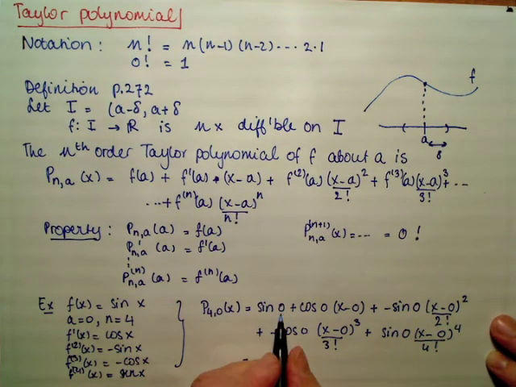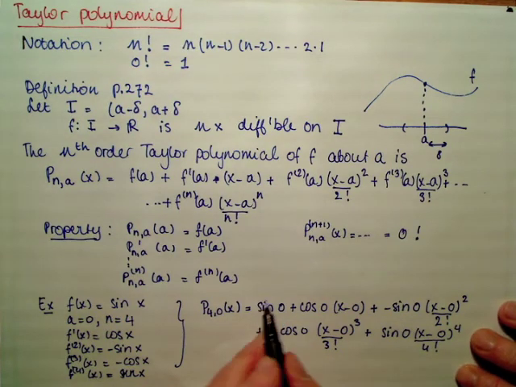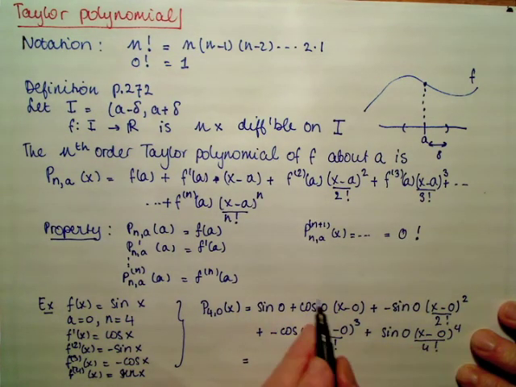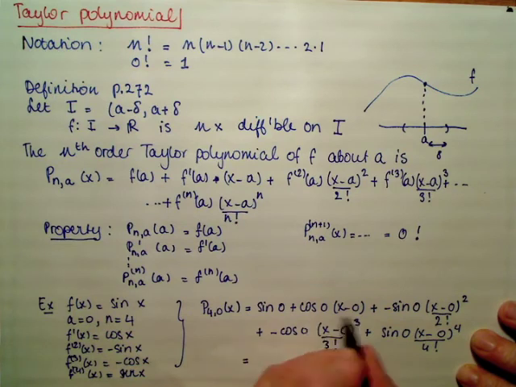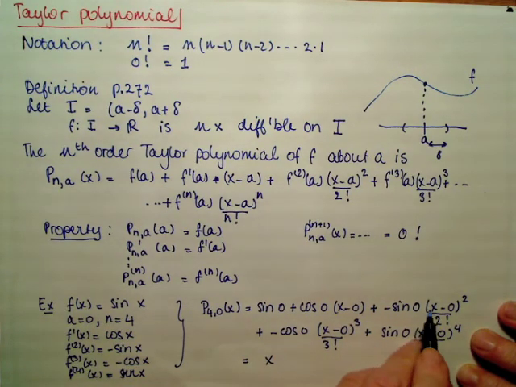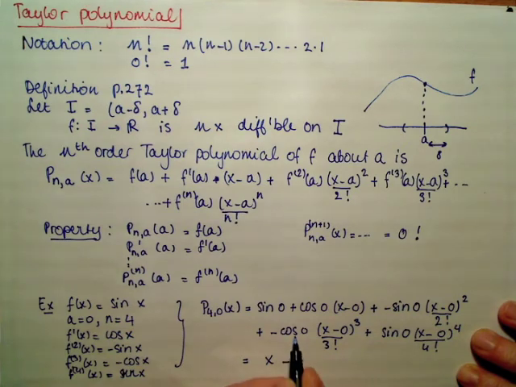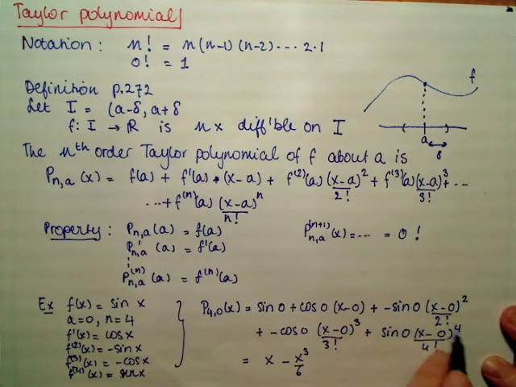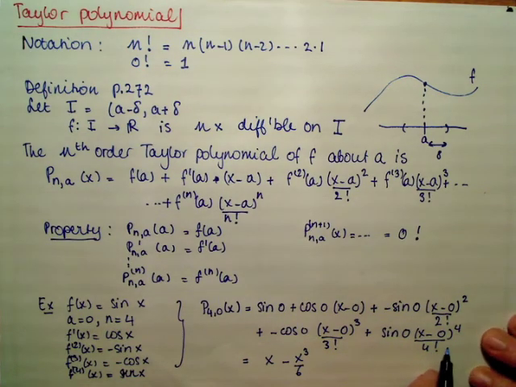And what you see is that most of the terms disappear. Sine of 0 is always equal to 0. Cosine of 0 is equal to 1. So we get 1 times x. This term cancels. Here we get minus cosine 0, which is minus 1, multiplied by x to the power 3 divided by 3 factorial, which is 6. And the last term cancels because sine of 0 is equal to 0.